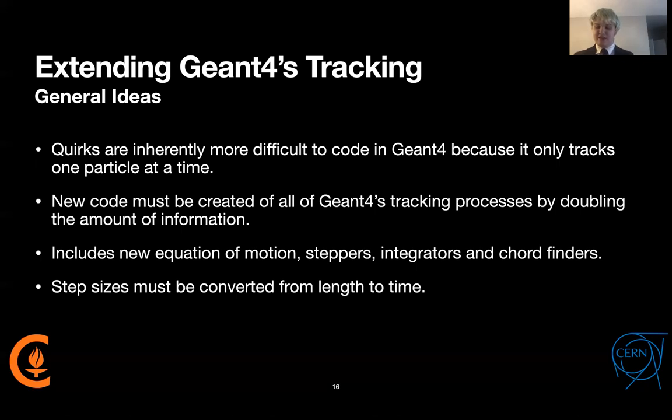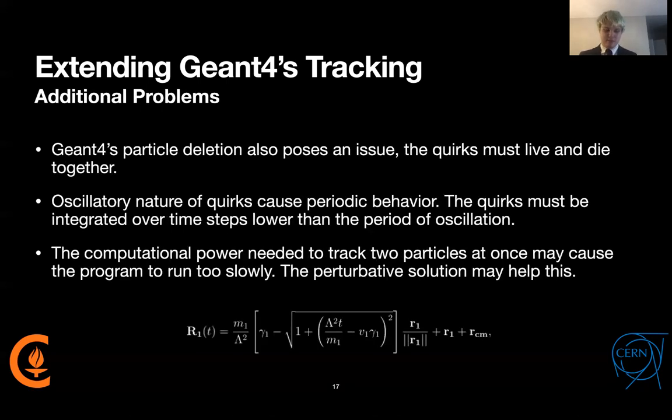To do this, we had to compare the step sizes for each step as time steps, and then propagate both quirks using the shorter time step for every single step. This would require constant conversion from length to time and back again. Other issues with tracking in Geant4 include particle deletion, as the quirks must live and die together, otherwise the trajectories will mess up. Both particles should be deleted if one leaves the world volume, for example.